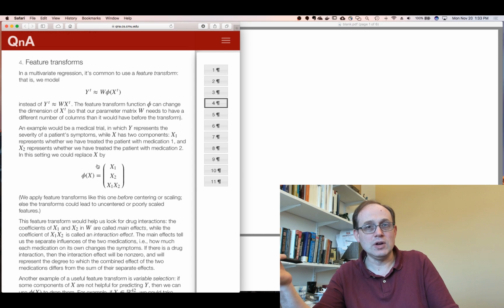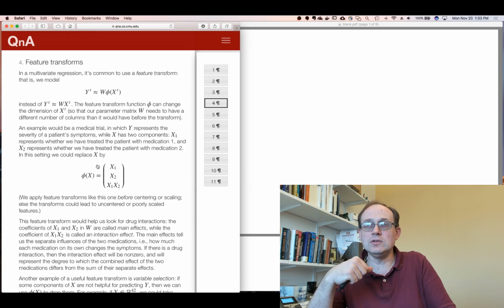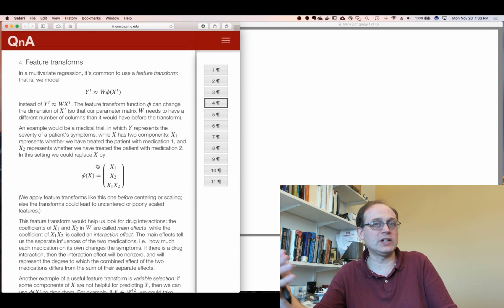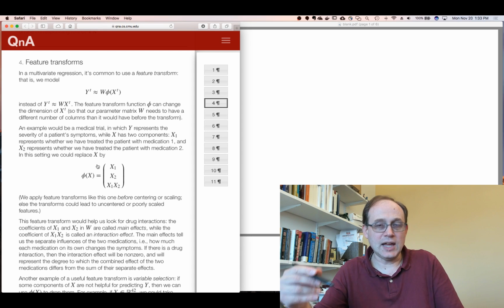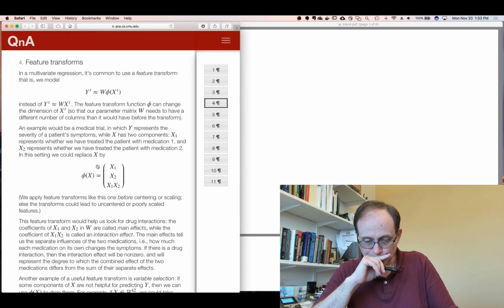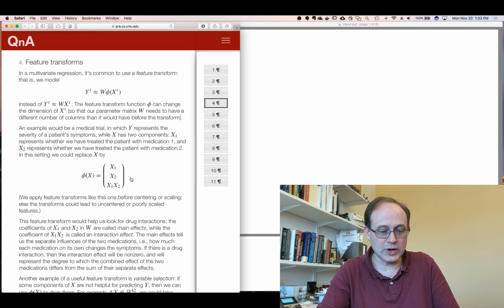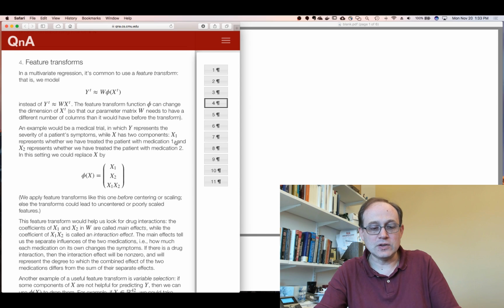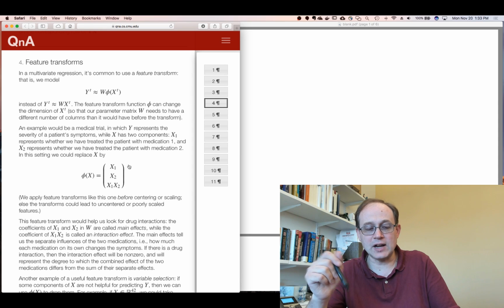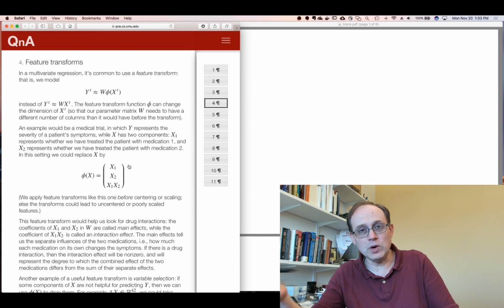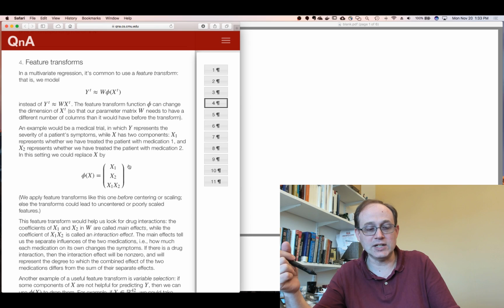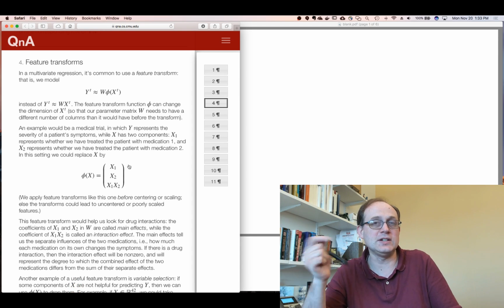Once you figure out the feature transform you want, you transform each one of your input vectors and behave as if the transformed vector was your original input. And you can do a lot of interesting things this way. One of them is illustrated even in this simple transform, which is to add what's called an interaction term. There are two original coordinates of x. Let's say they're binary, representing whether we've treated a patient with one medication and whether we've treated him with a second medication. And then the output y, let's say that's the severity of the patient's symptoms.